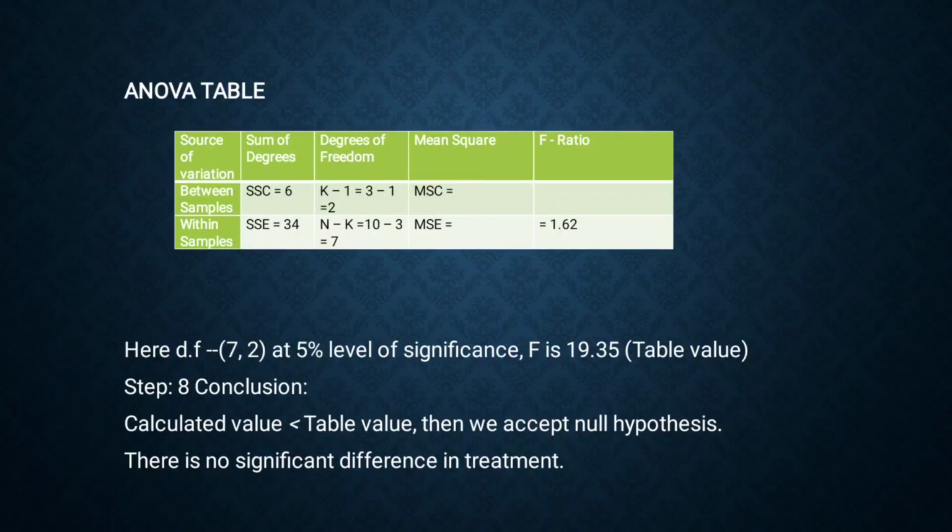This is the calculated value. So here the degrees of freedom is 7, 2 at 5% level. So we have the table value as 19.35, and now let us compare the table value with the calculated value. Our calculated value is 1.62 and table value is 19.35. So the calculated value is smaller when compared to the table value, so we accept the null hypothesis. Our conclusion is there is no significant difference in treatment.